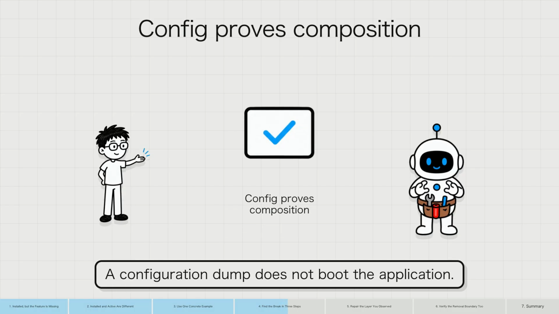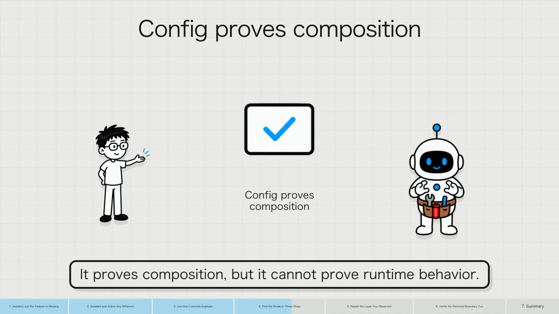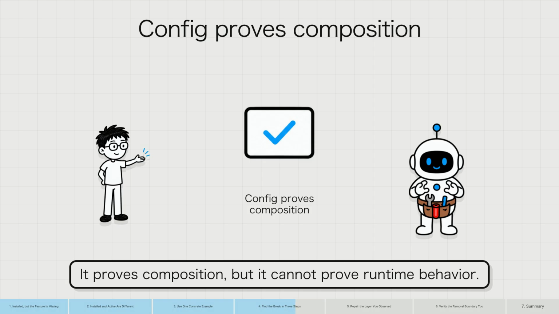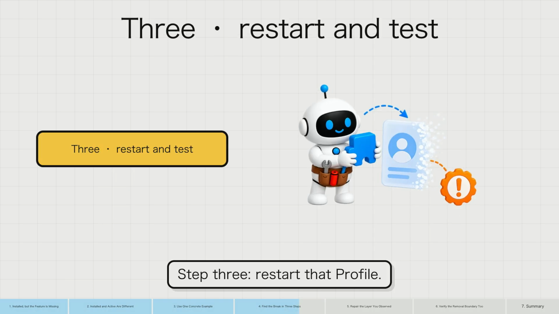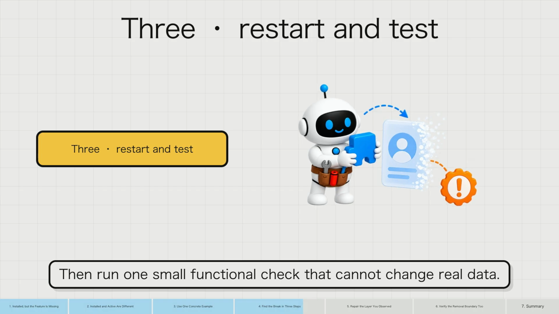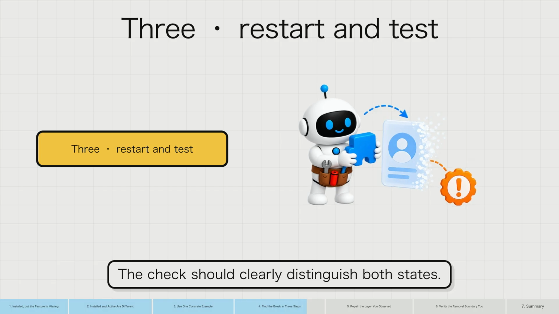A configuration dump does not boot the application. It proves composition, but it cannot prove runtime behavior. Step 3. Restart that profile. Then run one small functional check that cannot change real data. The check should clearly distinguish both states.